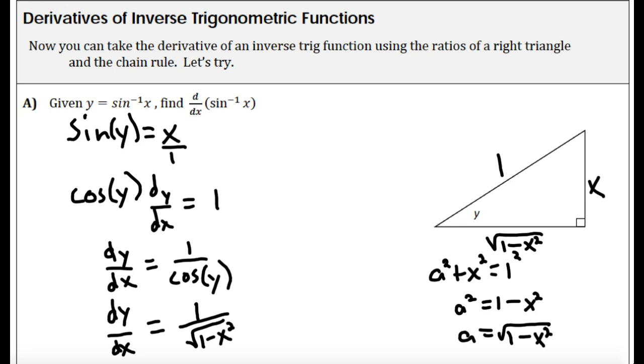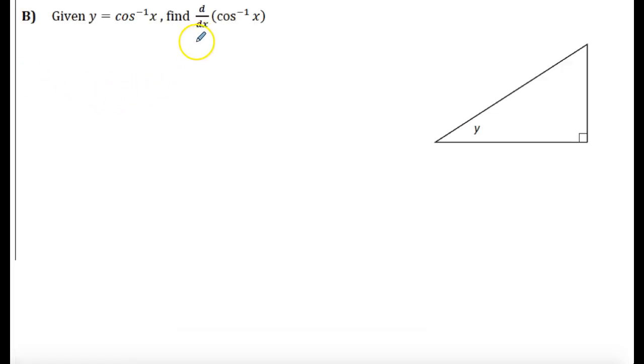All right, so let's do the same thing then with cosine. So here, again, same thing. If I take the cosine of both sides here, I will get cosine of y equals, now the cosine of the inverse cosine is just whatever's on the inside. So again, this is the same as x over 1. So if I go to my triangle here, now we're saying the cosine is x over 1.